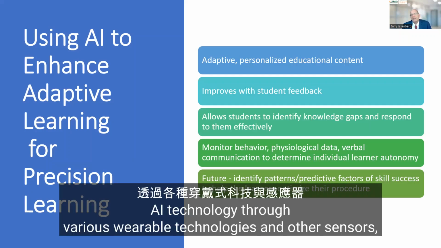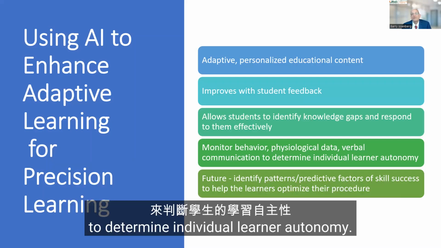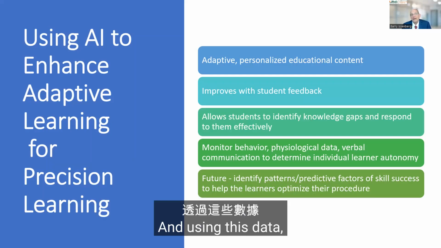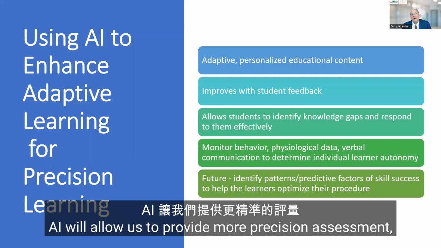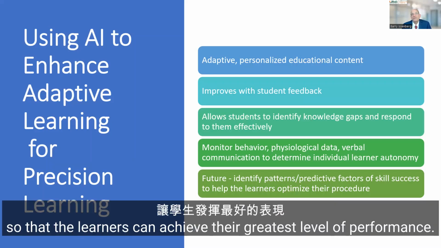In addition, through various wearable technologies and other sensors, AI technology can monitor behavioral, psychological, physiological, and verbal communications to determine individual learner autonomy. We can look to see if they look anxious or unassured in performing a particular task. And using this data, the AI will allow us to provide more precision assessment and more precision feedback, so that learners can achieve their greatest level of performance.